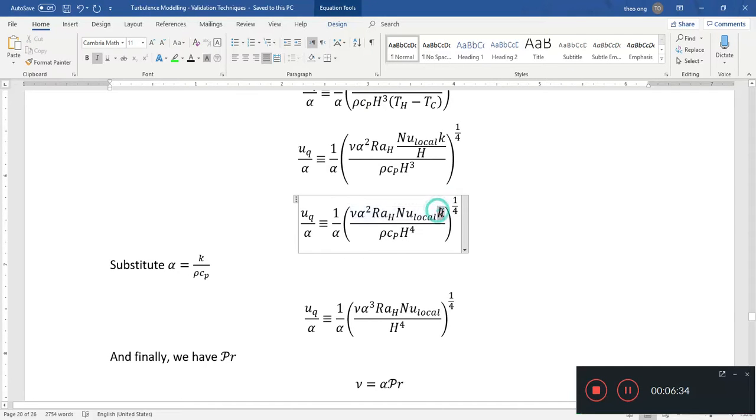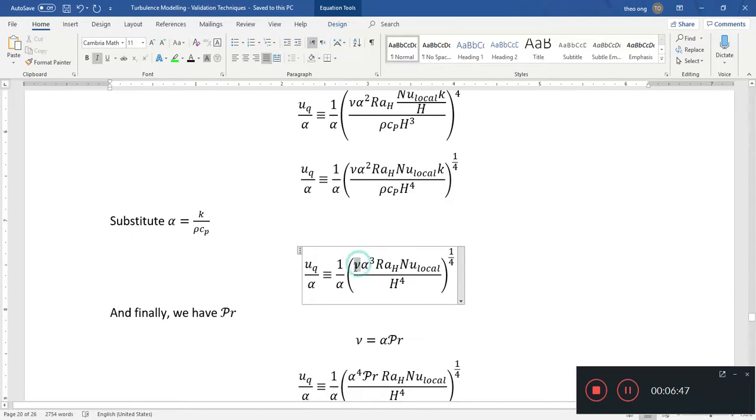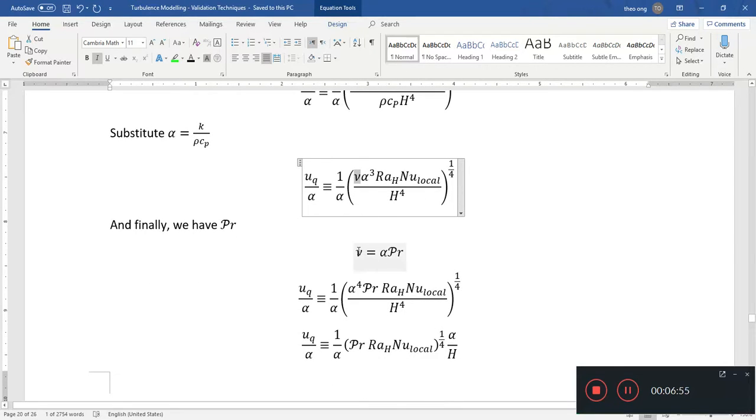You notice that k over rho Cp, that's actually just alpha. So we just combine alpha into k over rho Cp. So we get alpha cubed here instead of alpha squared. Alright, we're almost there. We just want to get rid of this nu so that we don't need to know all these parameters explicitly. So I'm going to replace nu by alpha times the Prandtl number so that we have more dimensionless numbers in there. And then we have alpha to the fourth. Alpha to the fourth, we can actually just bring this out along with h to the fourth. You take the 1/4 power, then you have alpha over h outside.